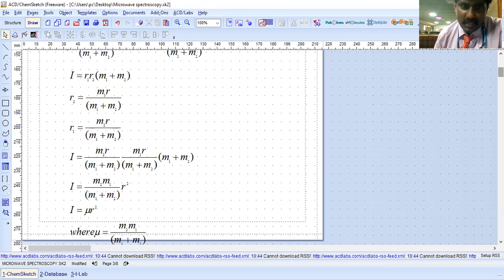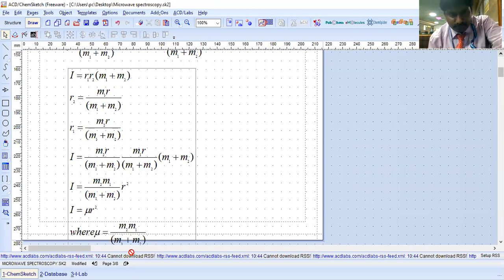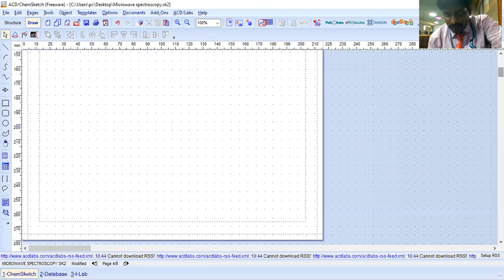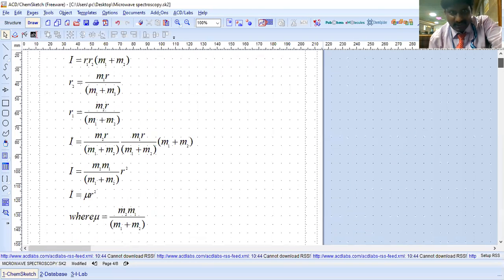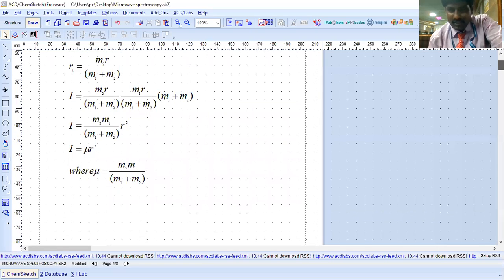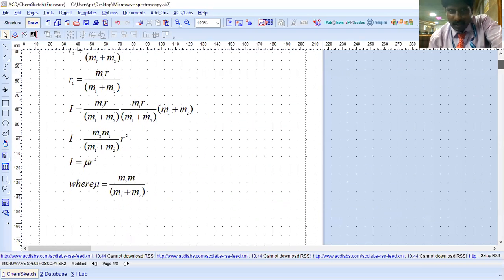We will be multiplying the atomic mass units, whatever we are getting from this mu, with 1.66 into 10 power minus 27 kg. That means reduced mass you will be getting in kgs. So now the same thing, just we have written here clearly how the mu will come. I is equal to mu r square.